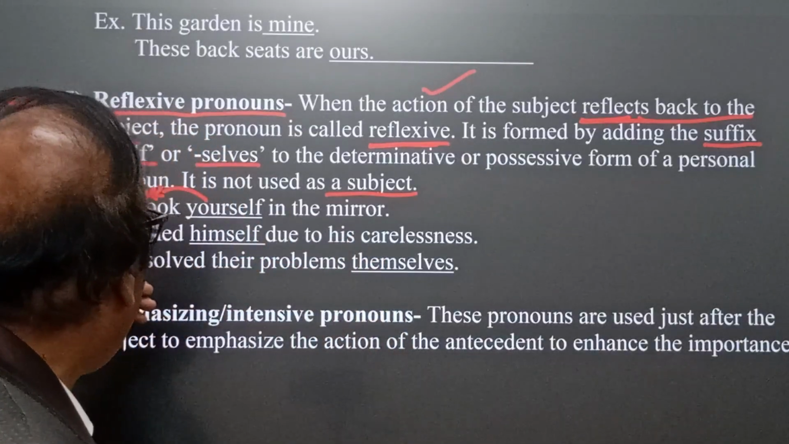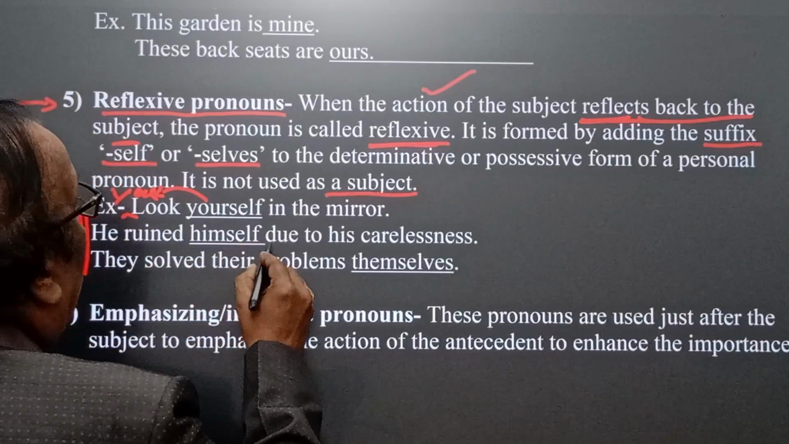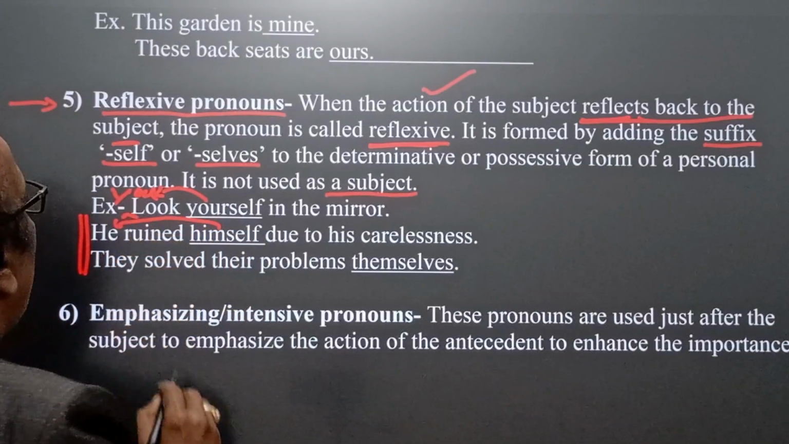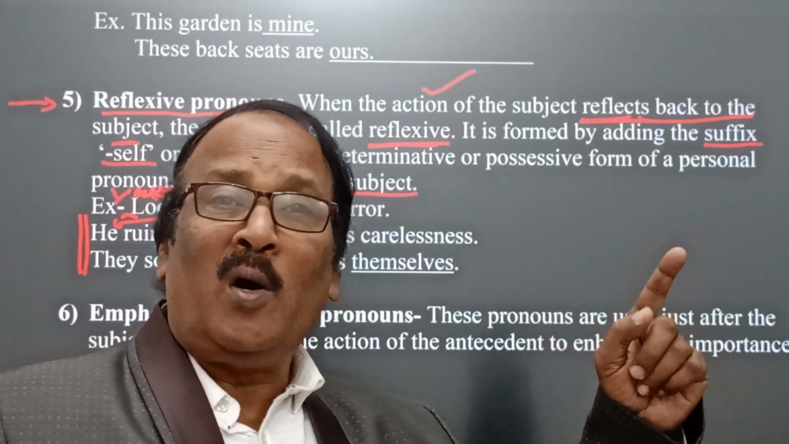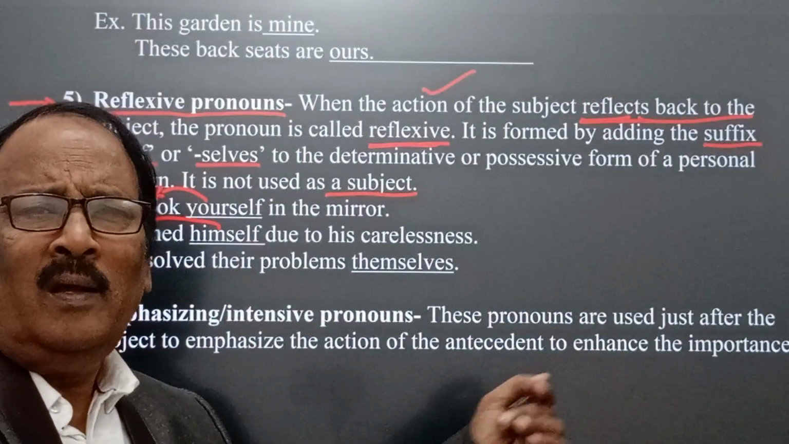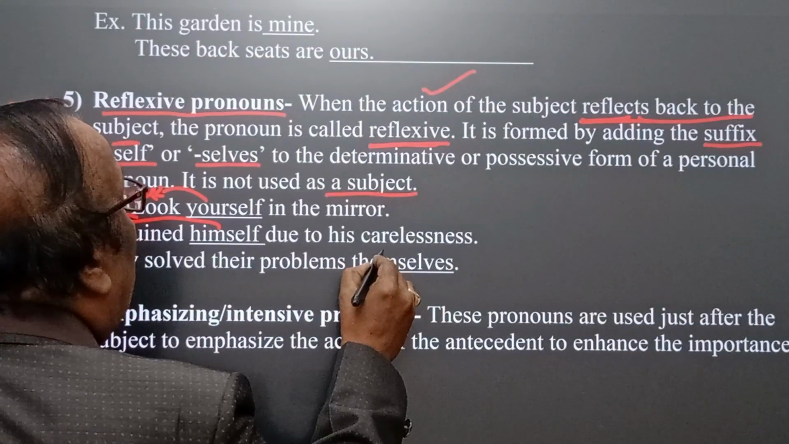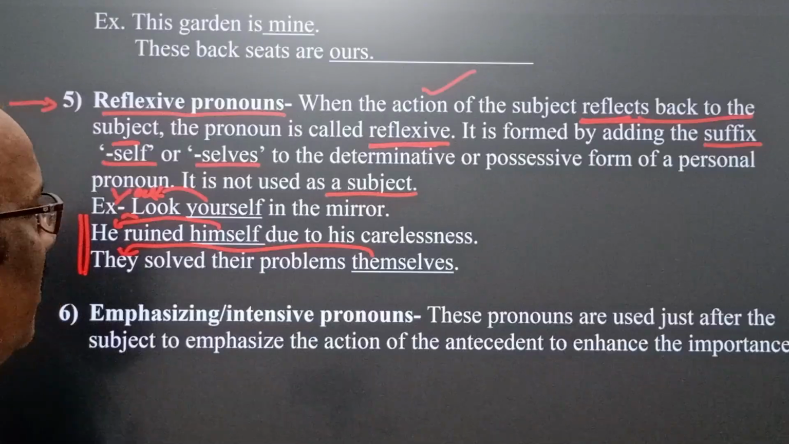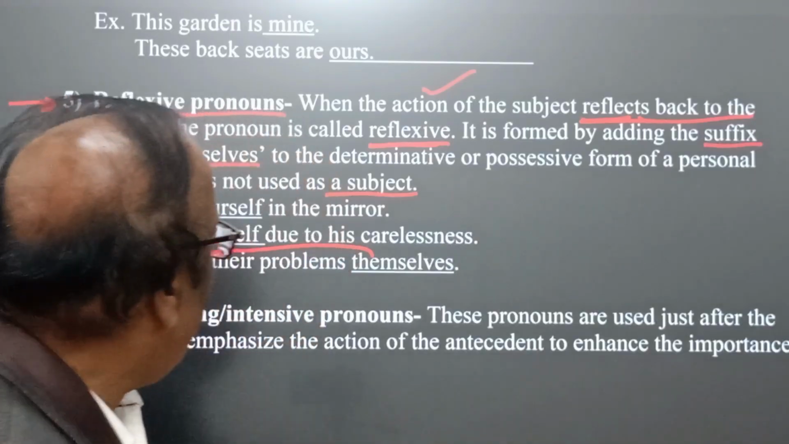Now come to the next idea. He ruined himself. Yes, here himself is the reflexive form, and here himself reflects back to he. He ruined himself. It means he is responsible for his ruin due to his carelessness or some activity. They solved their problems themselves. Yes, themselves is the reflexive form, and here themselves reflects back to they. Without taking the help of anybody, they solved their problems themselves.